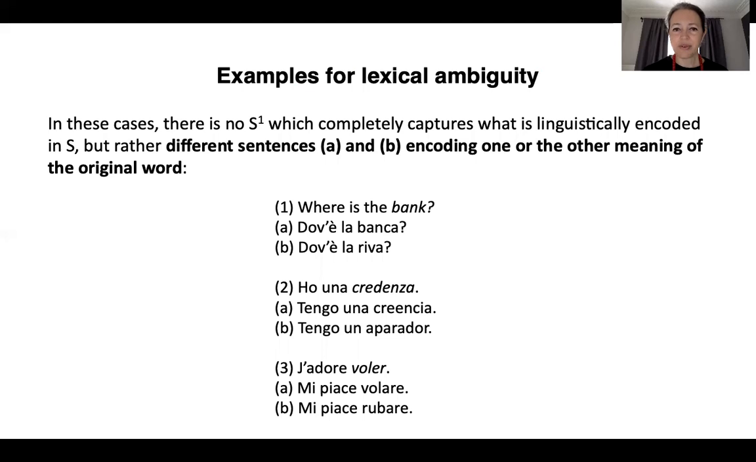For instance, the lexically ambiguous word bank in English can be translated into Italian with banca or riva, or the Italian ambiguous word credenza can be translated into Spanish with creencia or aparador. And it's the same for the French verb voler, which could be translated into Italian with volare or rubare.